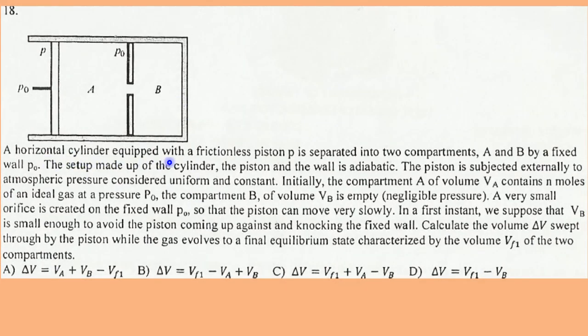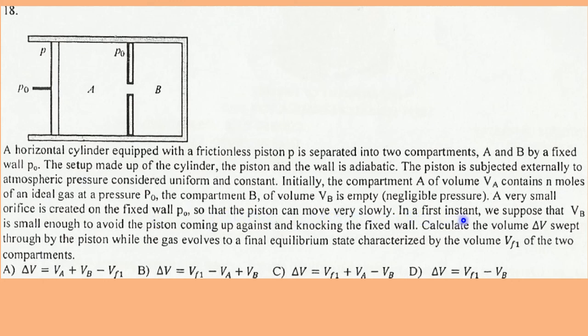A horizontal cylinder equipped with a frictionless piston P is separated into two compartments A and B by a fixed wall P0. The setup made up of the cylinder, the piston and the wall is adiabatic. The piston is subjected externally to atmospheric pressure considered uniform and constant. Initially, the compartment A of volume VA contains n moles of an ideal gas at a pressure P0. The compartment B of volume VB is empty, negligible pressure.